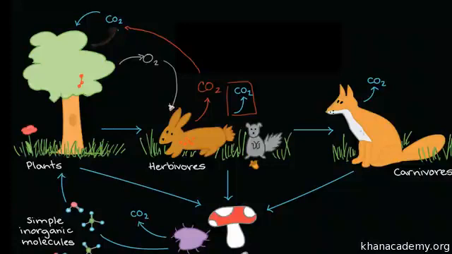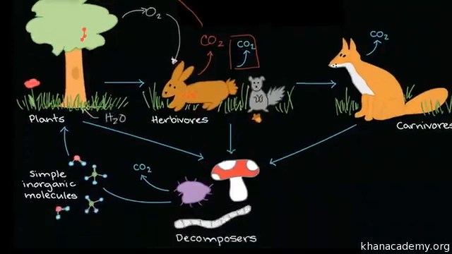It gets recycled from one form to another. Even after these actors die, the decomposers break them down into simple inorganic molecules, as we talked about before, that can then be used by the plants in conjunction with the carbon from the air and the light from the sun and water that it gets through its roots to start that process all over again.